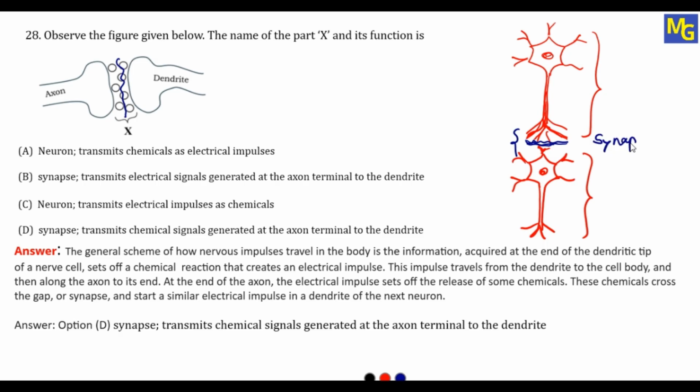As we know, it is called synapse. So we have to focus on this first. See our options. Where is synapse? Option A is neuron, so this is the wrong one. Option B is synapse, so we can focus on option B. Option C is again neuron, so we cannot consider this. Option D is again synapse. So we have to focus on option B and option D.